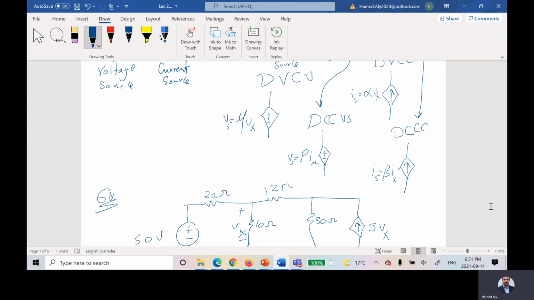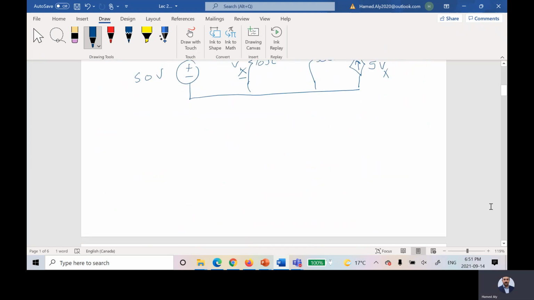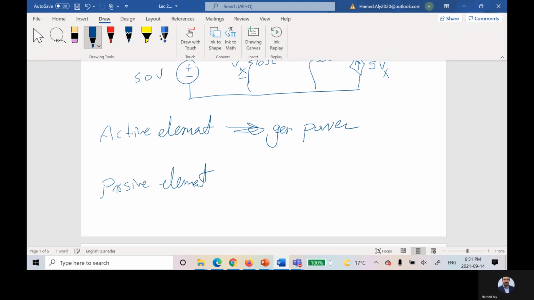Now, let us talk about two different types of elements in any electric circuit. We have active element and passive element. What is the difference? The active element is any element that will generate power. What about the passive element? It is absorbing the power.